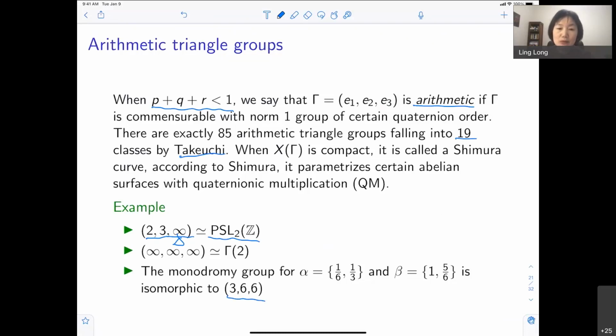So when the modular curve is already compact, when you're identifying the corresponding boundaries, it's called a Shimura curve. And the Shimura curve, according to Shimura, parameterizes abelian varieties, abelian surfaces, two-dimensional abelian varieties, admitting quaternion multiplication referring to the group, which is described by (3, 6, 6), where here we consider that as a norm one group of the quaternion order. In particular, for (3, 6, 6), the quaternion algebra in the background will be (3, 2) over Q.